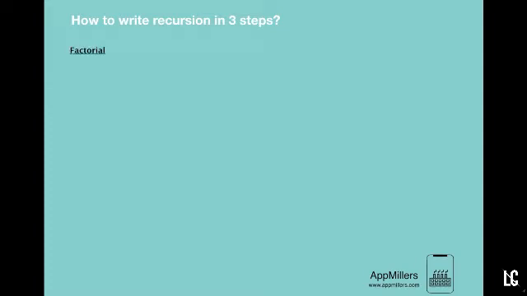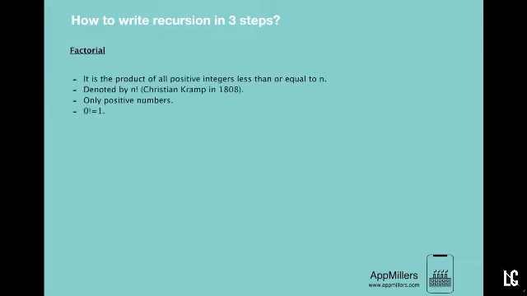In case you don't know what factorial is, let me give you a brief explanation. Factorials were used to count permutations at least as early as the 12th century by Indian scholars. It's a product of all positive integers less than or equal to n. Factorial is denoted by n and an exclamation mark. This notation was introduced by French mathematician Christian Kramp in 1808. We can calculate factorial only for non-negative numbers, and the factorial of 0 is 1.